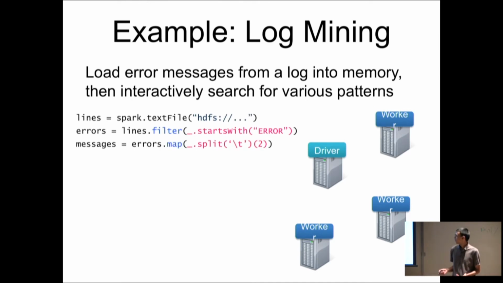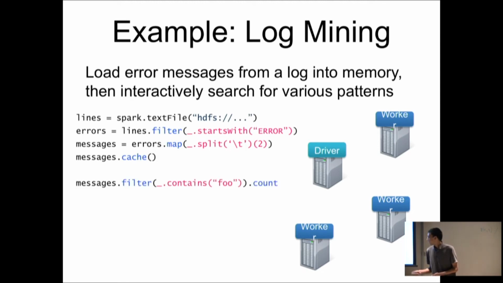So what happens next? Let's say you want to figure out what the messages associated with the errors were. You can take all of the errors, split each line by tabs, \t, and pick the second element that you get. So you can extract the messages that you want. And finally, you can say messages.cache.